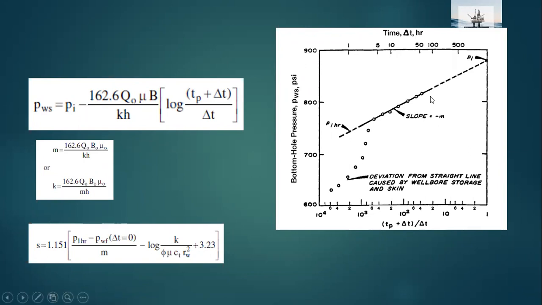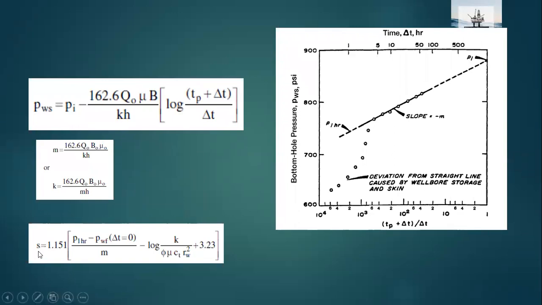Until 1 hour, it will be in a deviated way. Why? Because of this skin zone. Once after 1 hour, it will go in a linear way. So this is how it will happen. That is the reason the ideal P pressure at 1 hour is considered to be the effect of skin.